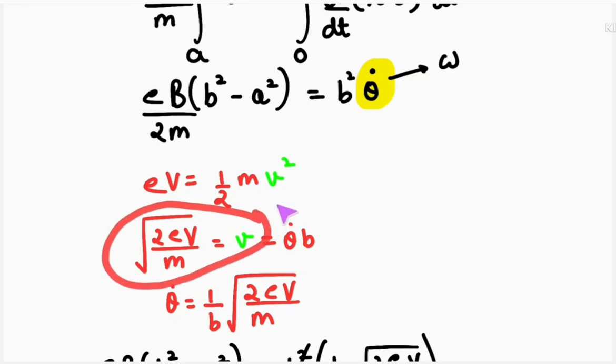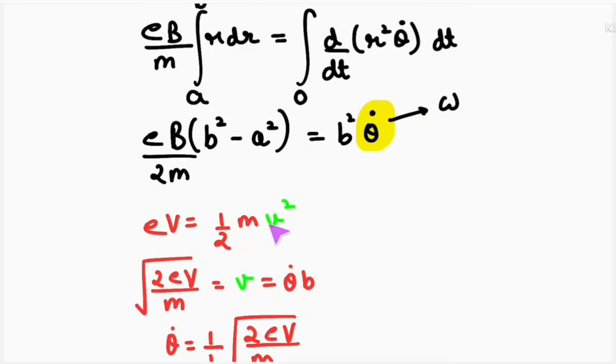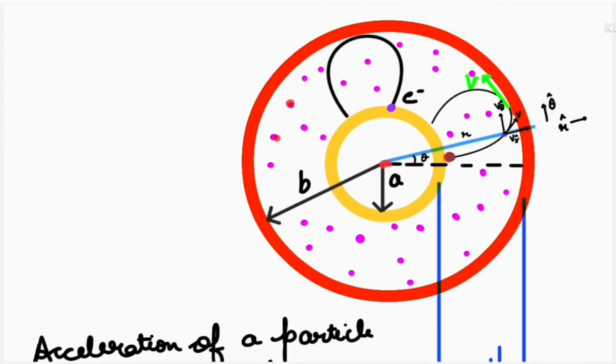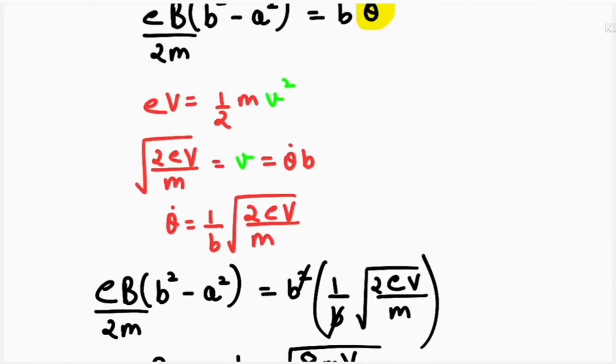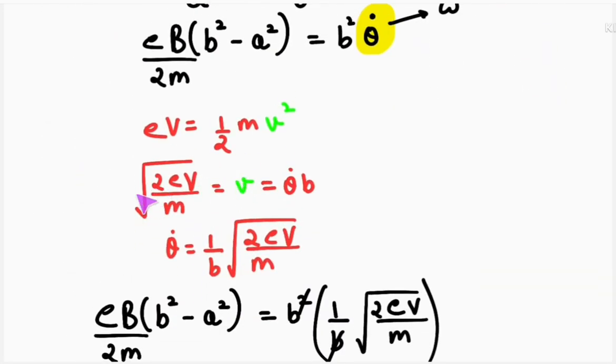Now this green v is the velocity of the electron at this point, or at the anode. From here we'll get v equal to under root 2eV by m. Now this v is equal to omega r, as we study in rotational motion. So v is equal to theta dot into r, where r is the radius, which will be b.